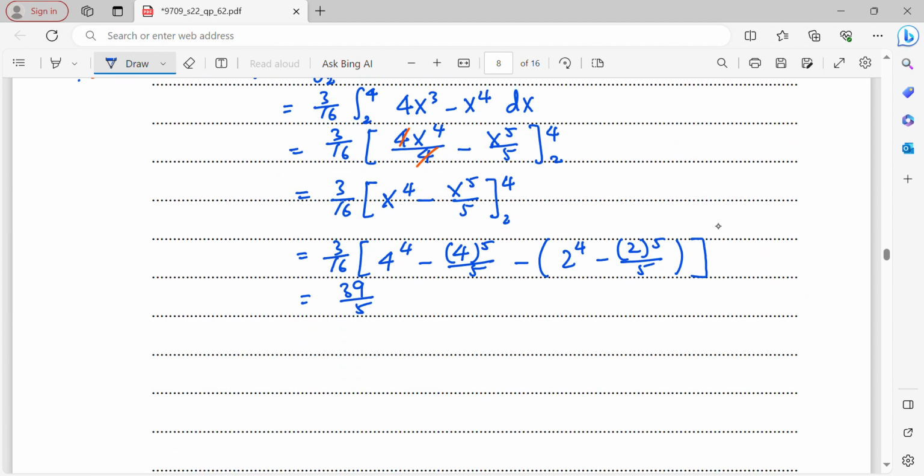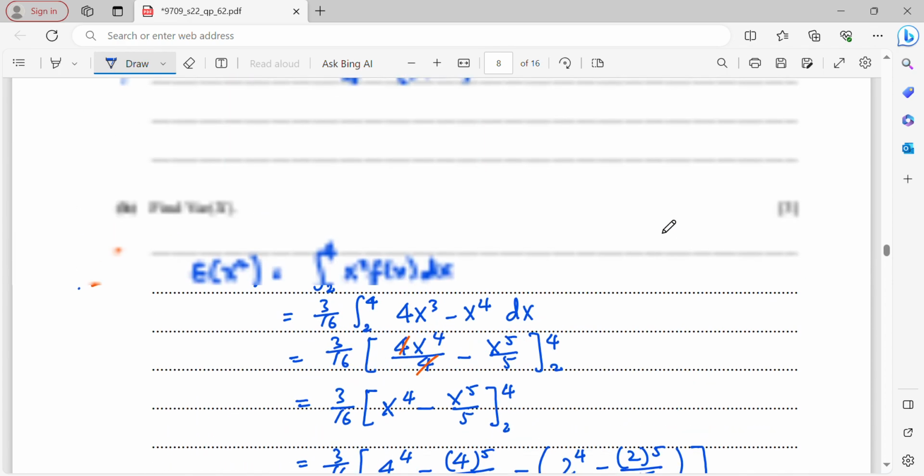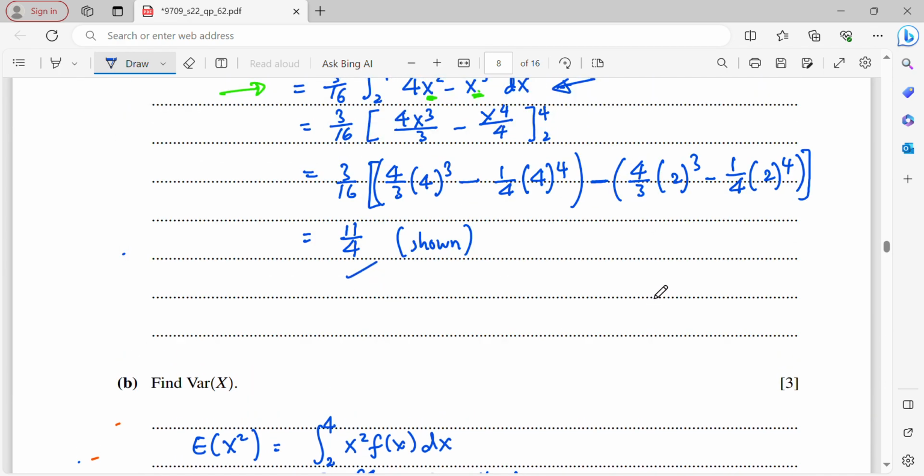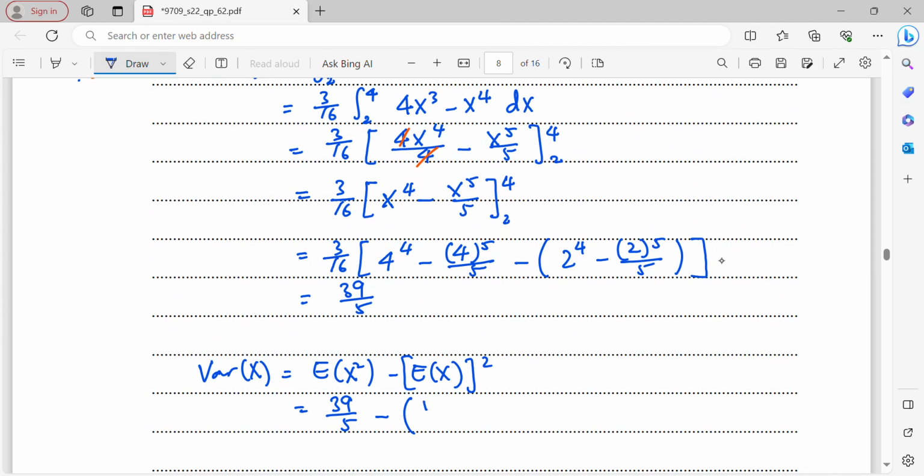Okay, then now the Var(X) is basically the expected X squared minus the square of the expected value in the previous part. Then I will get 39 over 5 minus E(X) from the previous part, 11 over 4. So now, when you calculate this, you will be getting 19 over 80. So that's the Var(X) for this question.